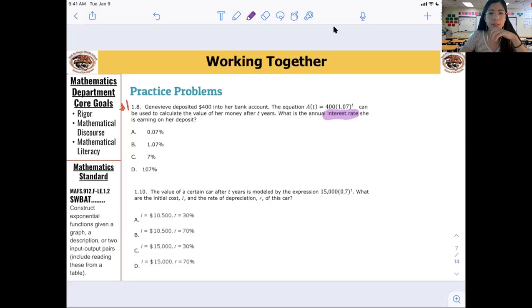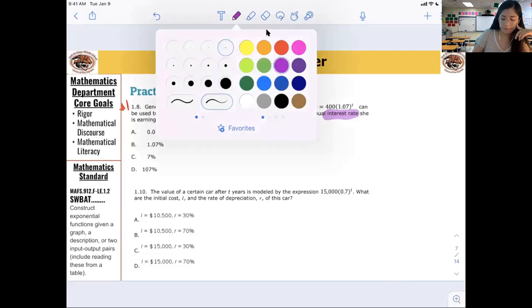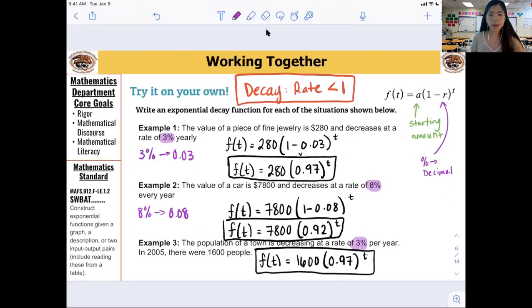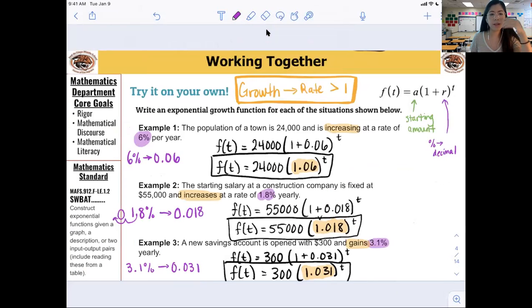Here's the results. C and D were the most popular 2 answers. But let's be very clear. It's asking me for the interest rate. It's asking me for the percentage, because look at all the answer choices. All of the answer choices are percentages. So let me go back a couple slides. Look at example number 1. What was the rate in example number 1? 6%.